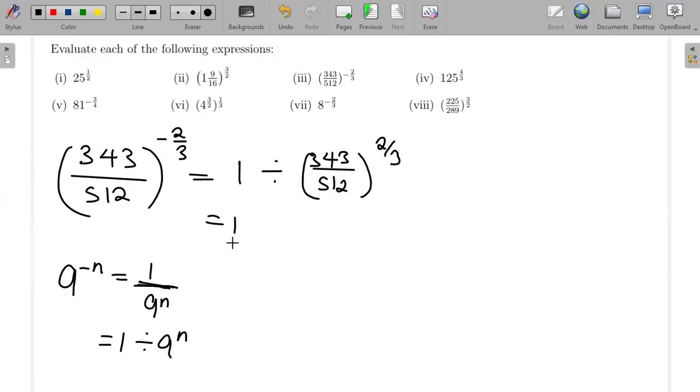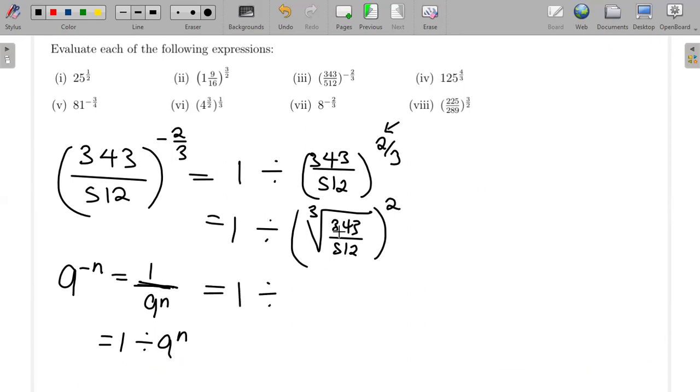Okay, so this will just be 1 divided by, and then here now, it means I have the cube root. So it will be the cube root of 343 over 512. And then everything here is raised to whatever number is on top there, which is 2. So this will be equal to 1 divided by, and then here I can distribute the root. So it will be the cube root of 343 divided by the cube root of 512. Okay, and then everything here is raised to power 2.